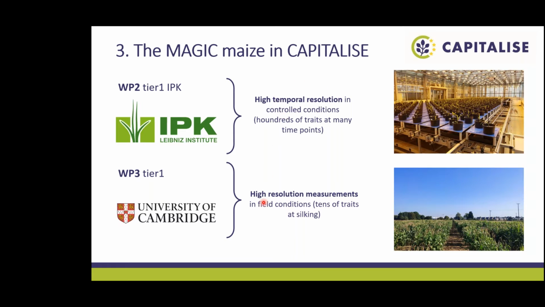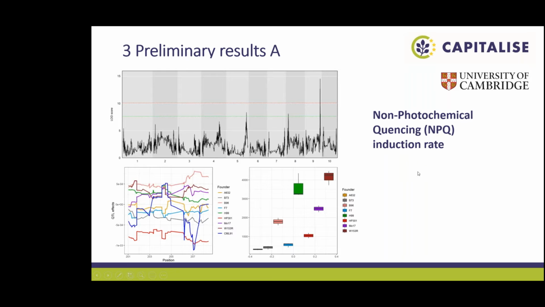And so here we have very high temporal resolution data for photosynthetic efficiency. On the other hand, we also have data coming from work package 3, data collected in field conditions from the University of Cambridge. And in this case, we have very high resolution measurements. So we have two complementary approaches we are testing with our population. So these are some preliminary results I wanted to show you.